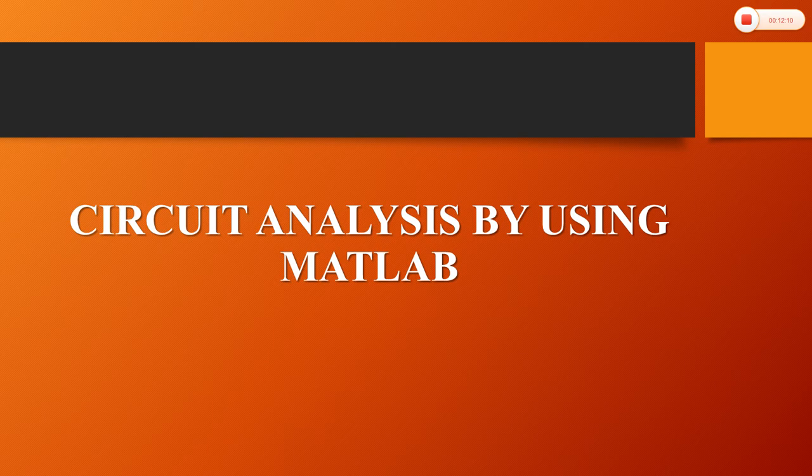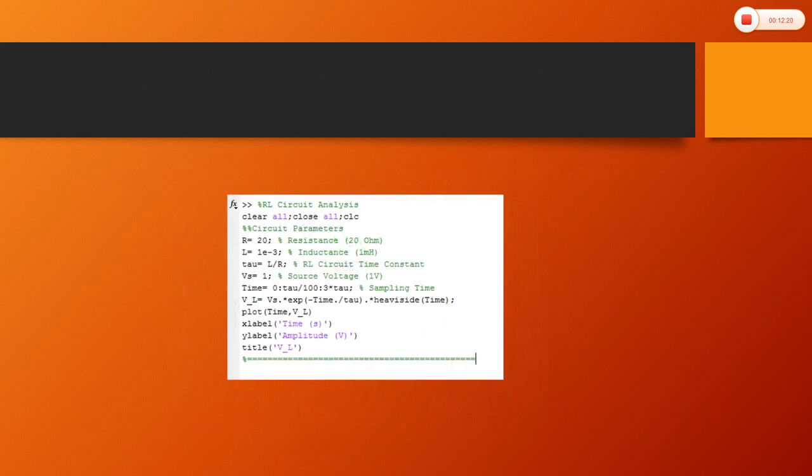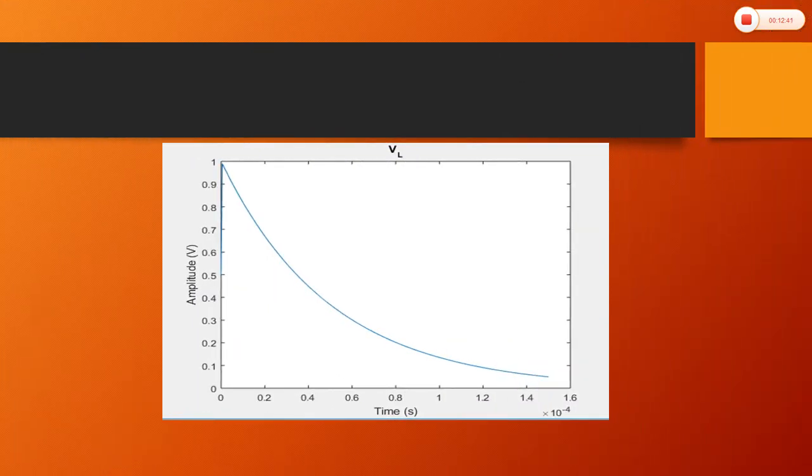We can also do some circuit analysis by using MATLAB. For example, this is a circuit and we have to find the voltage across the inductor in a series RL circuit. These are the commands that you have to type on MATLAB. This will give you a plot between amplitude V and time, and these are plots showing the circuit in which we have to find the voltage, and this will give you a graph like this.